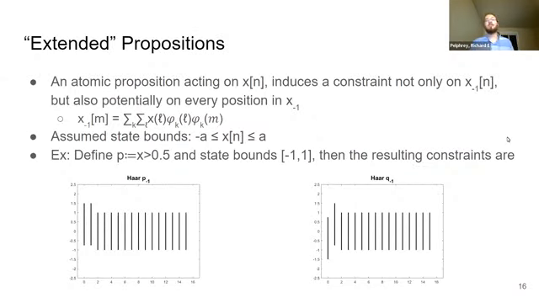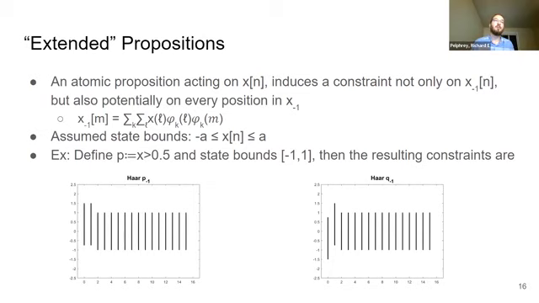Now we need to begin to look at these low resolution formulas in slightly more detail, starting from the most basic element of the low resolution formula, which we are calling an extended proposition. We call it this because an atomic proposition acting on x_n induces a constraint not only on that same position of the approximation, but also potentially on each and every position of the approximation. And this is because each element of the approximation is in effect a weighted sum of the original signal. To find these, we also assume some state bounds, typically something like the signal is between negative a to a.